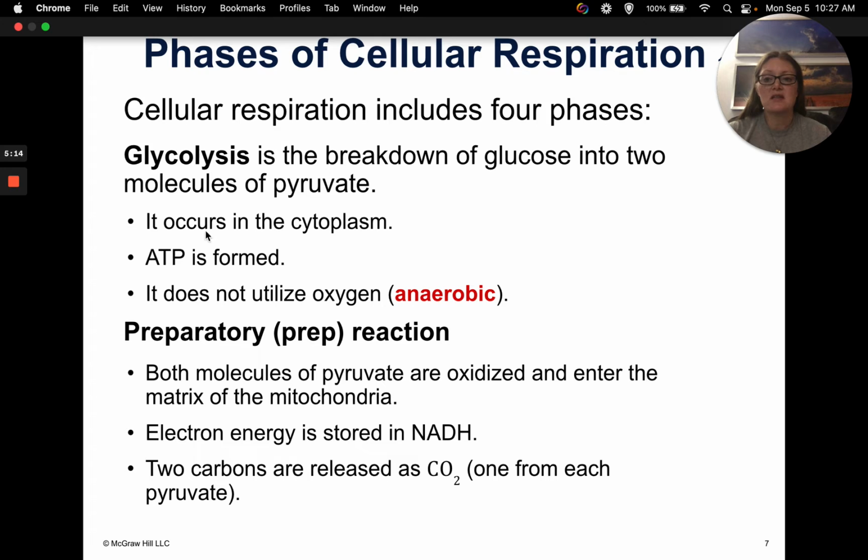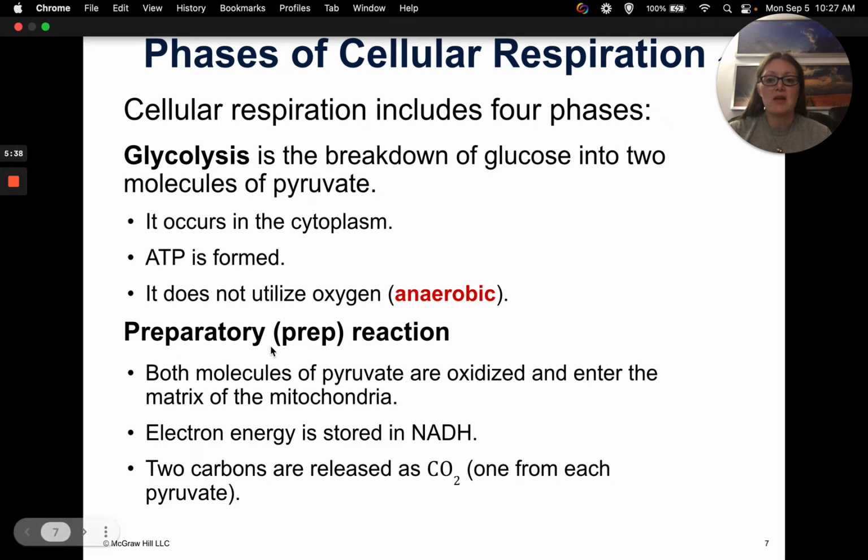This process does occur in the cytoplasm, and we do have just a tiny bit of ATP that is formed from this because, again, we're breaking bonds, and anytime you break bonds, energy is released. So we're not getting a whole lot of energy and ATP from this, but just a little bit. It does not utilize oxygen, so this is an anaerobic process. So our bodies can do this even without the presence of oxygen.